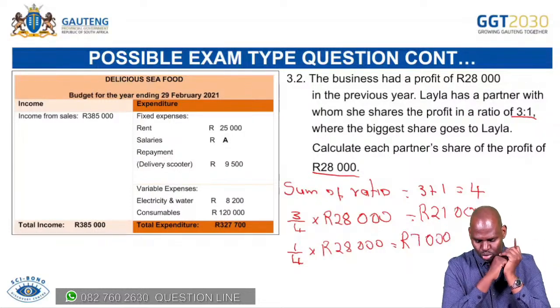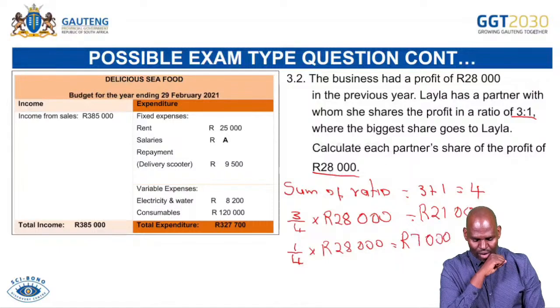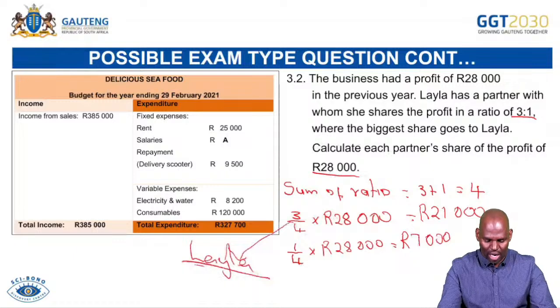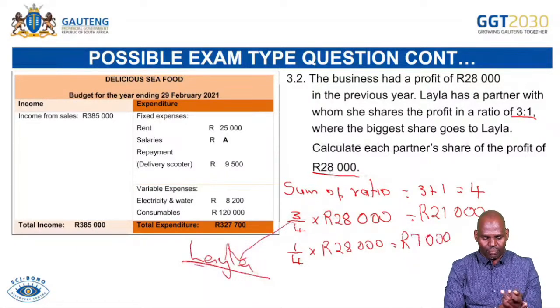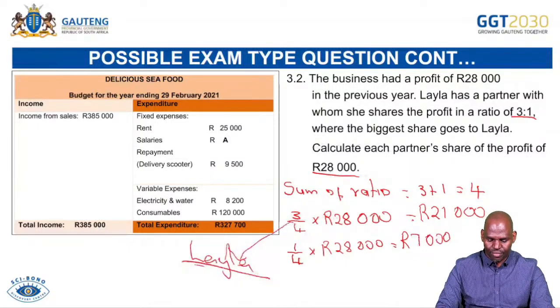Okay, but we did 2 calculations. They say calculate each partner's share of the profit of 28,000. Obviously in this case you can also indicate that Lila will get 9, because Lila is going to get the bigger share. So this is the answer for number 3.2, just dividing in a ratio.